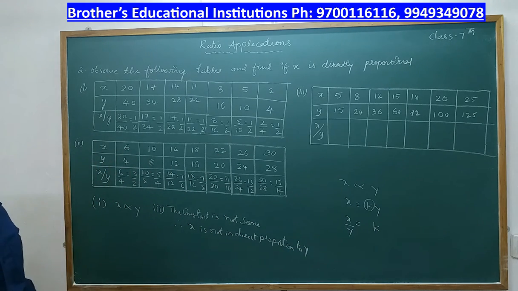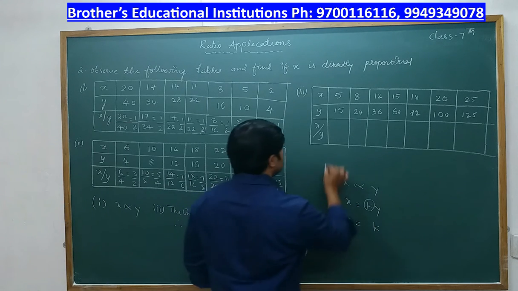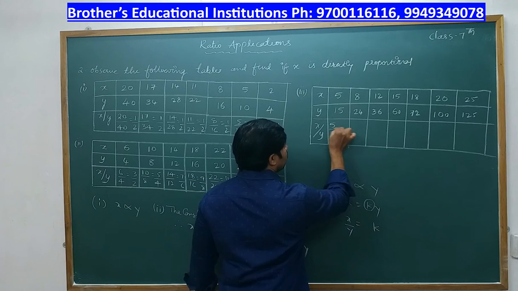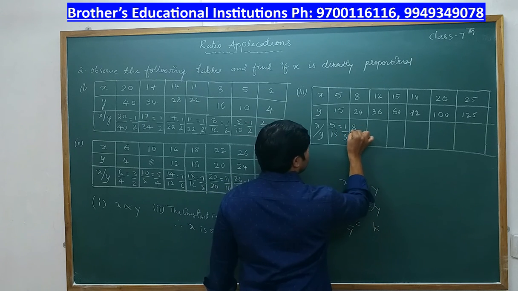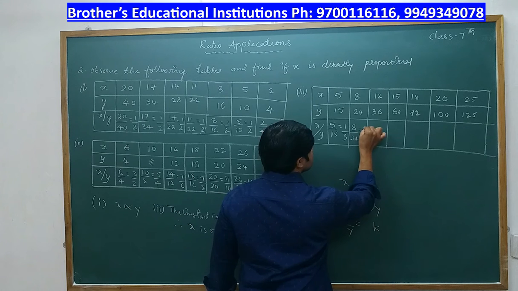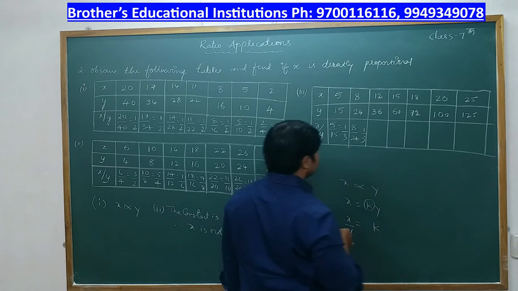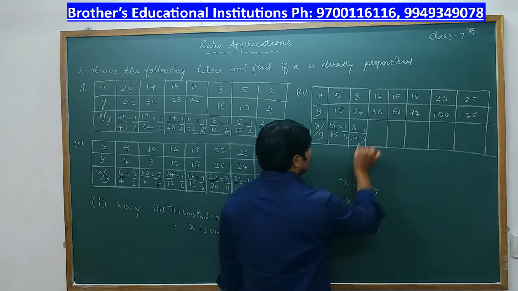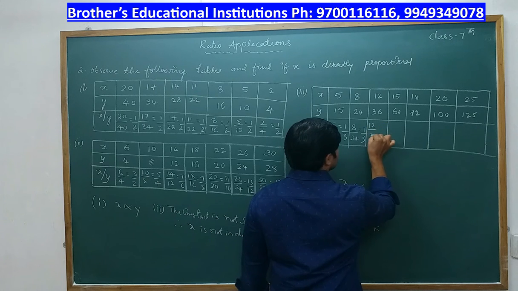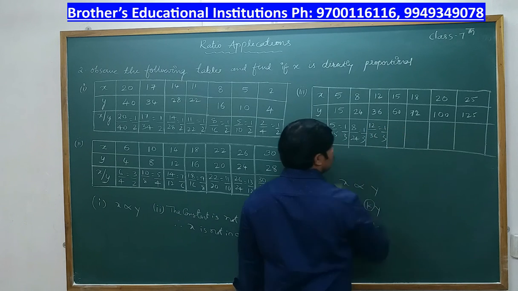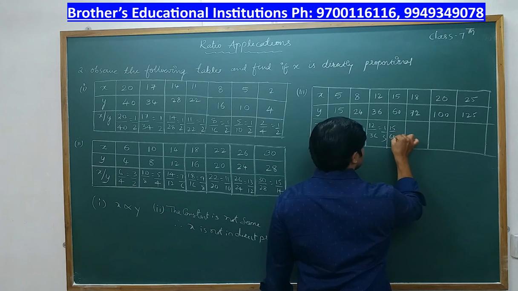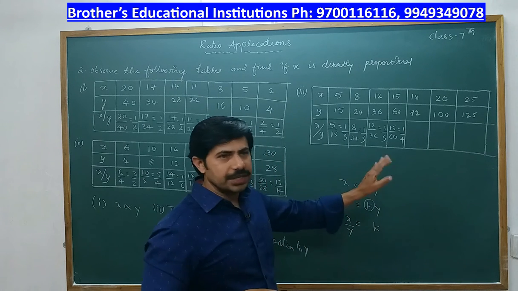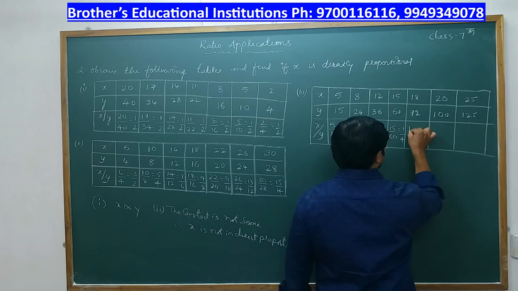Now we'll go to the third one. So in the third one also we do the same thing. We write 5 by 15, 5 1s are 5, 5 3s are 15. Now we have 8 by 24, it is 1 by 3, we get 1 by 3. Then you have 12 by 36, 12 1s are 12, 12 3s are 36. Then 15 by 60, it is 15 1s are 15, 15 4s are 60. So the constant has changed. So this is also not in a direct proportion.